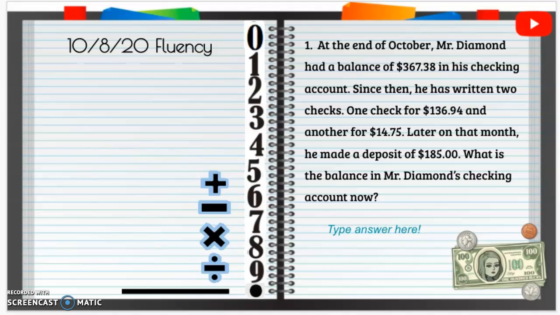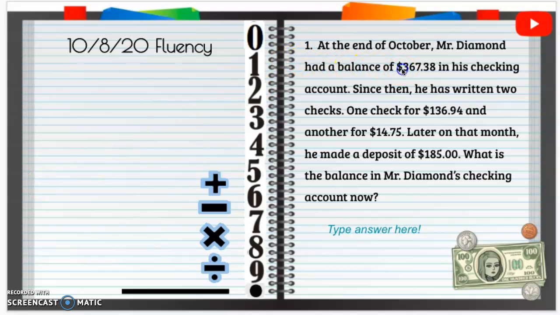At the end of October, Mr. Diamond had a balance of $367.38 in his checking account. Since then, he has written 2 checks. One check for $136.94 and another for $14.75. Later on that month, he made a deposit of $185. What is the balance in Mr. Diamond's checking account now? So, it looks like we're going to be adding and subtracting money from his checking account.